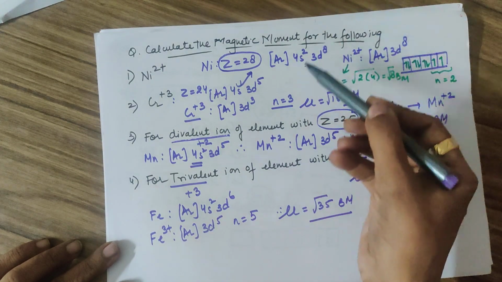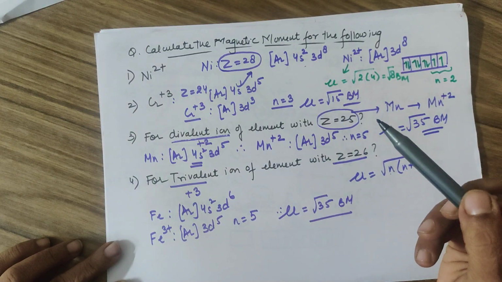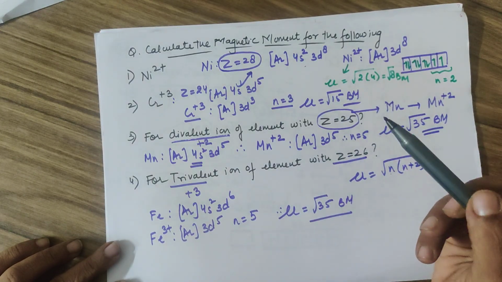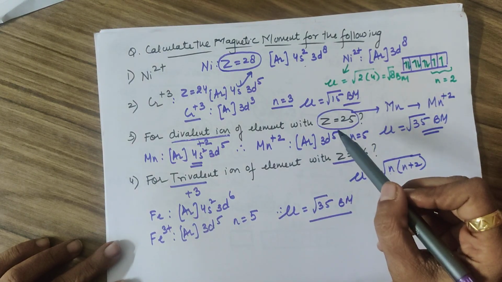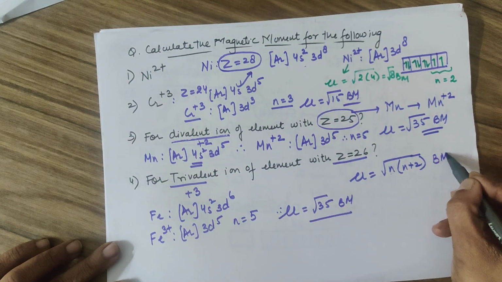So this is how the questions are asked on the magnetic moment, where you need to write the electronic configuration, followed by calculating the number of unpaired electrons, and then substitute in the formula. Do not forget the unit.